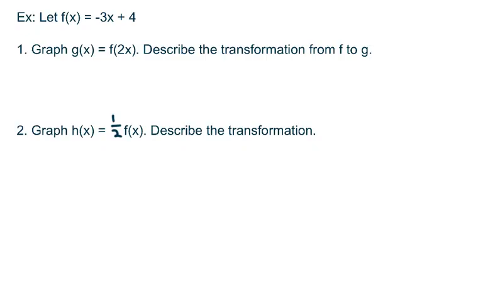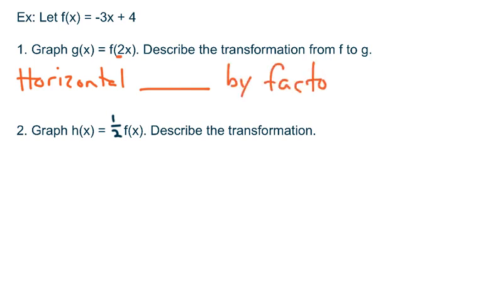Number 1, let f of x equal -3x plus 4. Part number 1 says graph g of x equals f of 2x. Describe the transformation from f to g, and then we'll do the same thing with number 2. With number 1, the number is inside the parentheses, and if it's inside the parentheses, that is going to be a horizontal transformation. We'll leave the space here for a second. It's either going to be a stretch or a shrink, and let's figure out the factor.